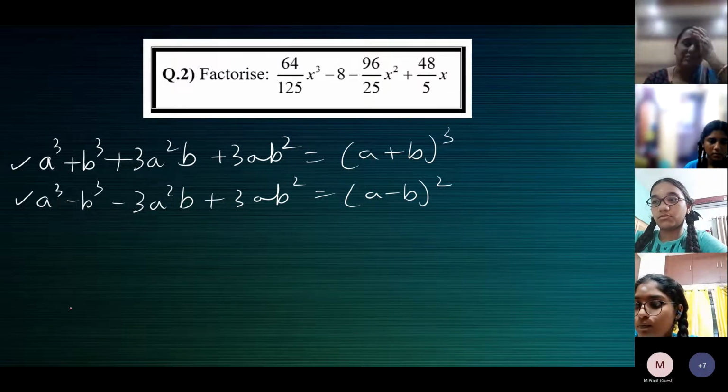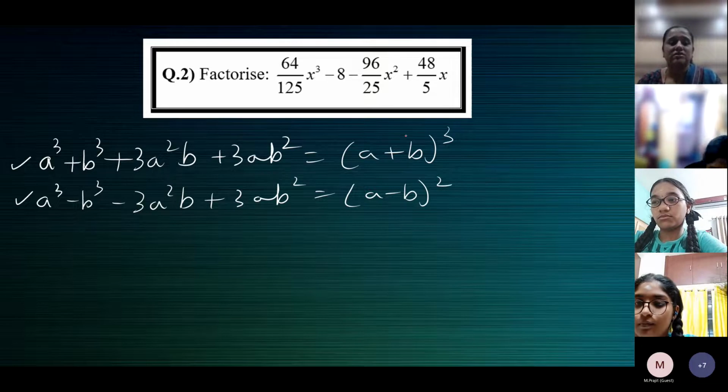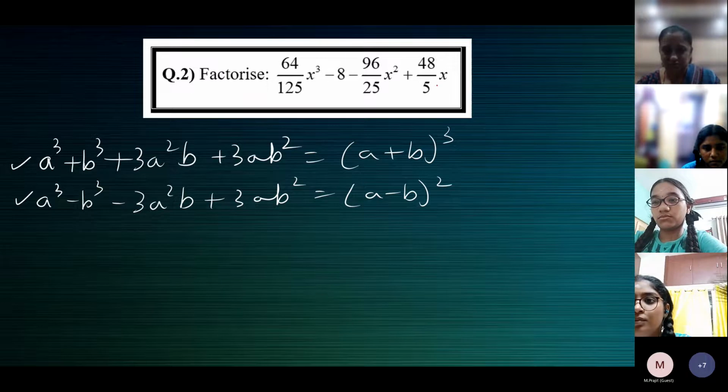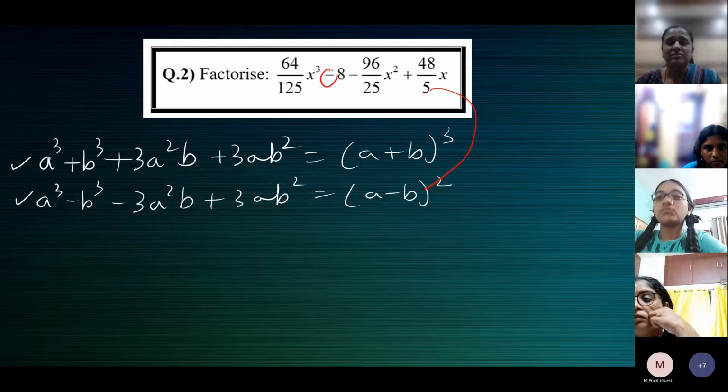Or the given expression can be related with which identity here? The first one or the second one? Either minus of the 2, ma'am. The second one, right? Because of the signs.